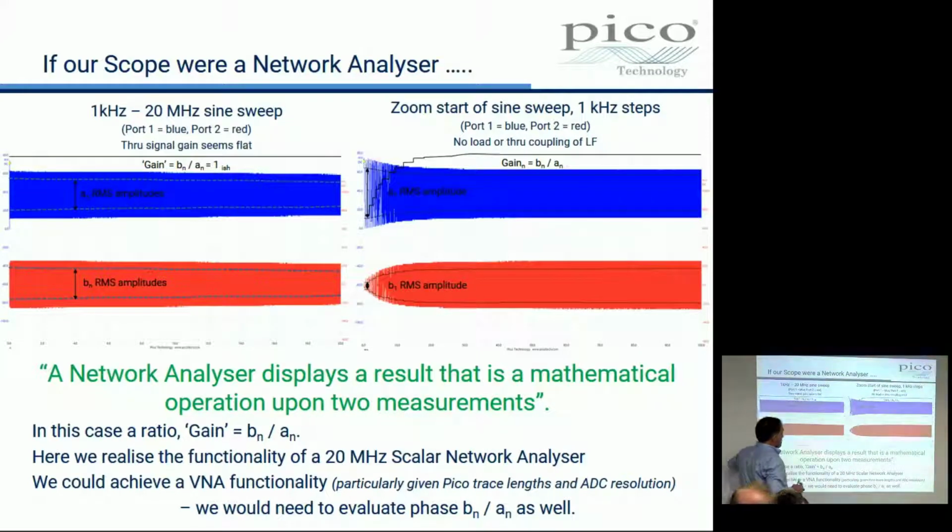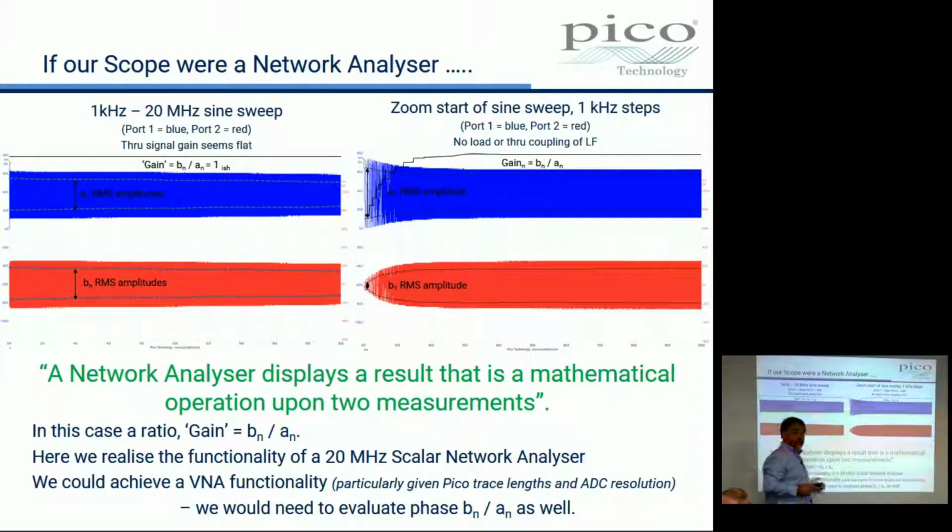So a network analyzer displays a result that is a mathematical operation upon two measurements, an input and an output, or a forward wave and a reverse wave. In this case we plotted gain, and we realized the function of a 20 megahertz, because that's the maximum frequency of the AWG. We have a 20 megahertz scalar network analyzer.